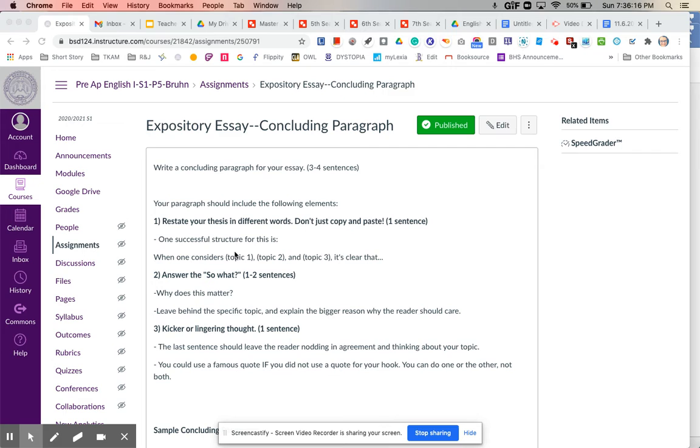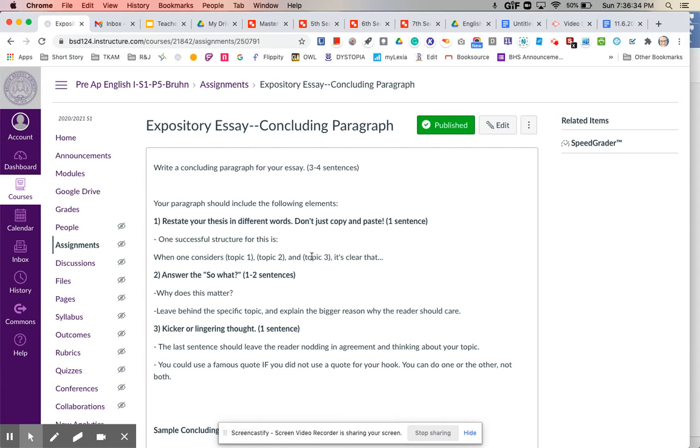Okay, so this would be whatever your body paragraph one was about. In this case, Shakespeare's life. Your body paragraph two, your body paragraph three. So two would be life in Elizabethan England. Sorry, my mind went blank. And three would be why we still read Shakespeare today.